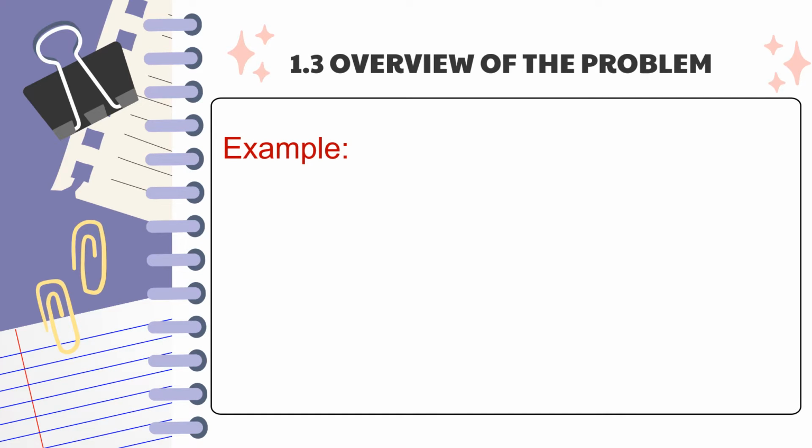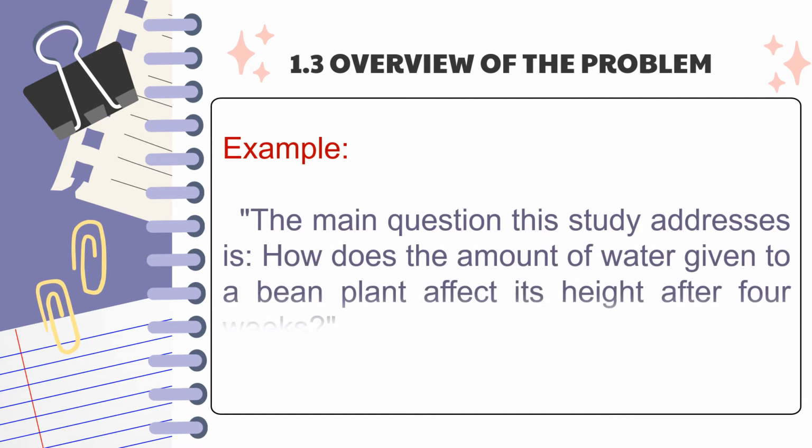Example: the main question this study addresses is, how does the amount of water given to a bean plant affect its height after 4 weeks? In this example, the focus is on the relationship between two key variables: the amount of water provided and the height of the bean plant after a specific duration, 4 weeks. By framing the research question in this way, the study aims to discover how different watering amounts can influence plant growth, which is crucial for understanding proper plant care.